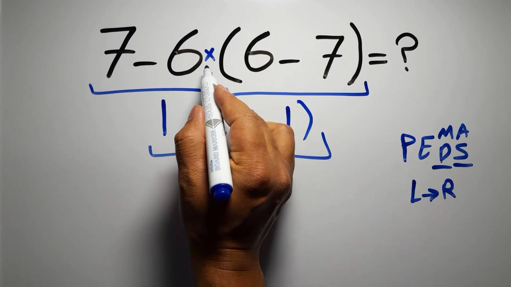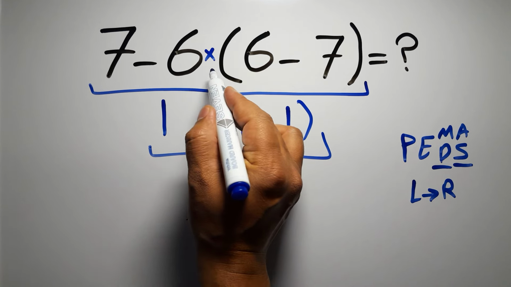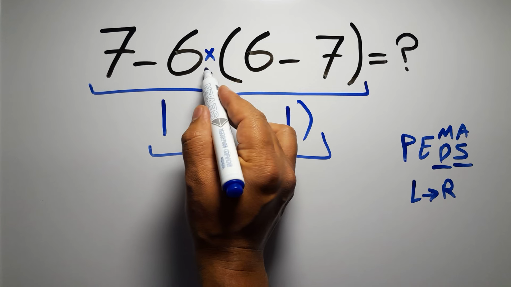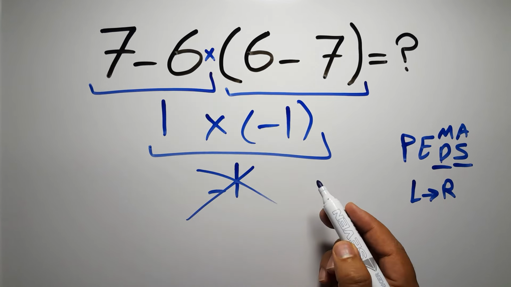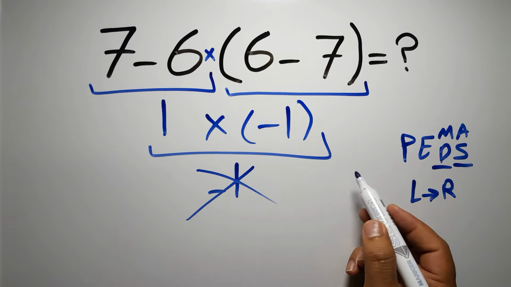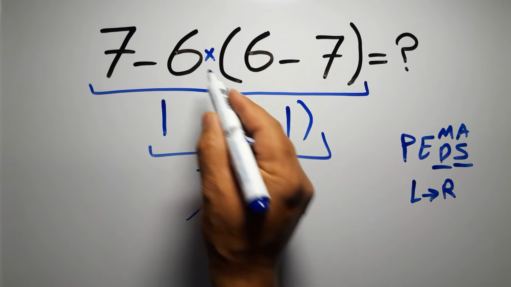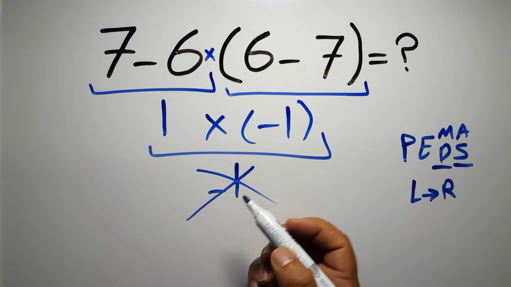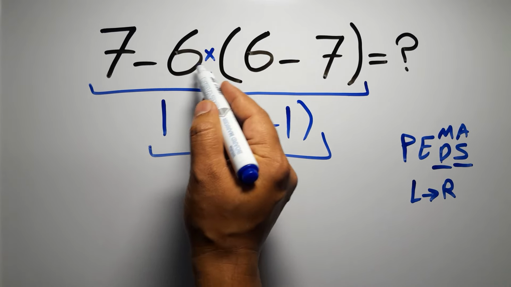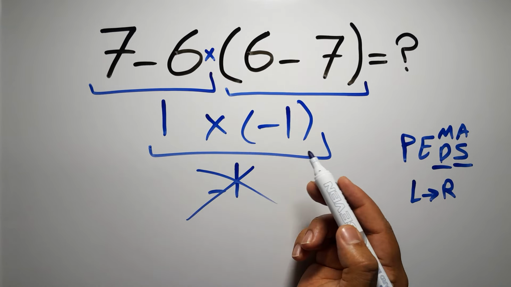Here we have a multiplication because in mathematics, when a number is placed next to parentheses, it means multiplication, and we usually don't write the multiplication sign for brevity. Okay, so according to the PEMDAS, first we have to do this parenthesis, then this multiplication, and finally this subtraction. If we do this subtraction before this multiplication or this parenthesis, it is wrong.